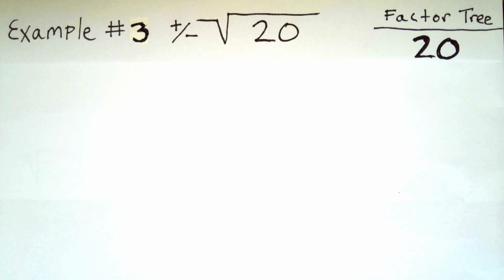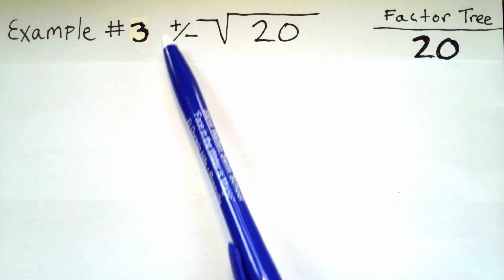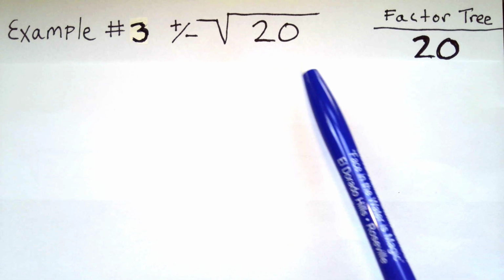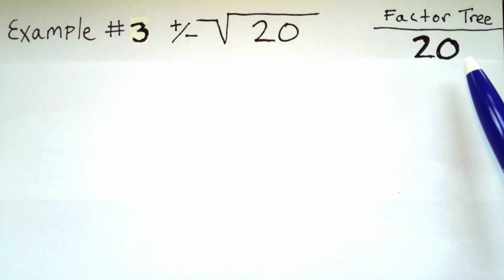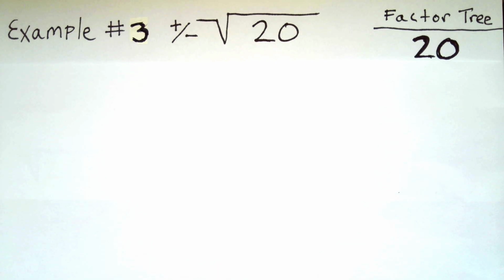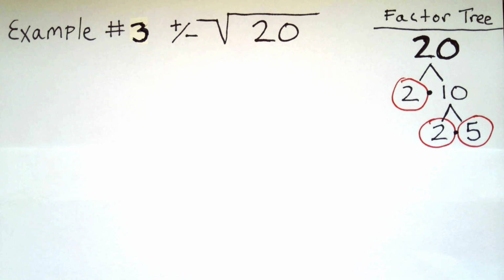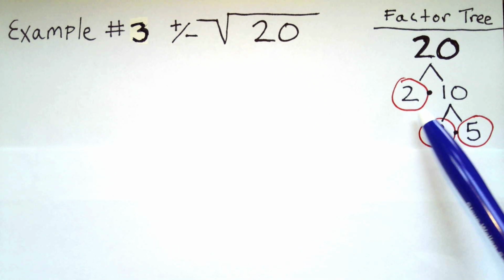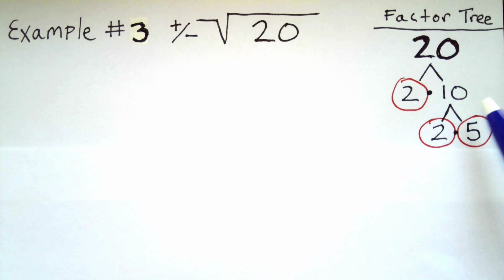All right, here we go. Example 3. We've got plus and minus the square root of 20. And manually, again, I'm going to use a factor tree to show all the smallest multiples that will give me a value of 20. Let's check that out now. Can you see here how 20 is an even number. I can divide 2 into 20, right? So 20 divided by 2 is 10. Or another way to look at that, 2 times 10 is 20.